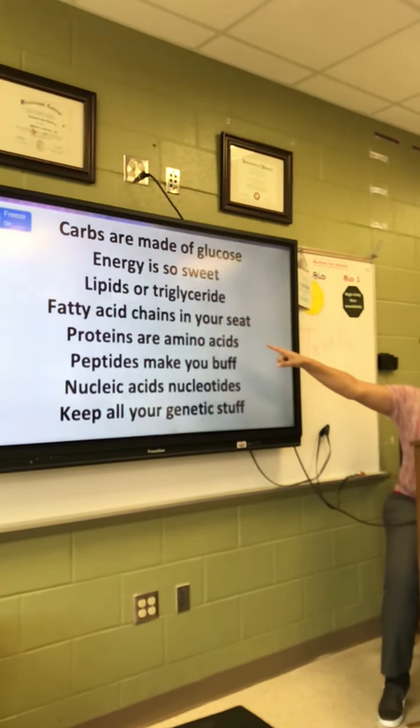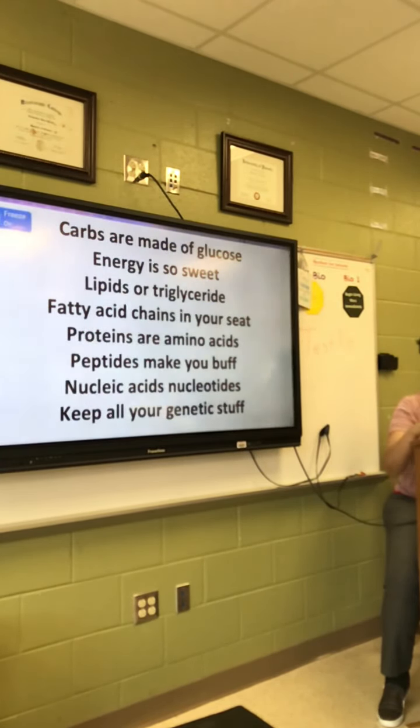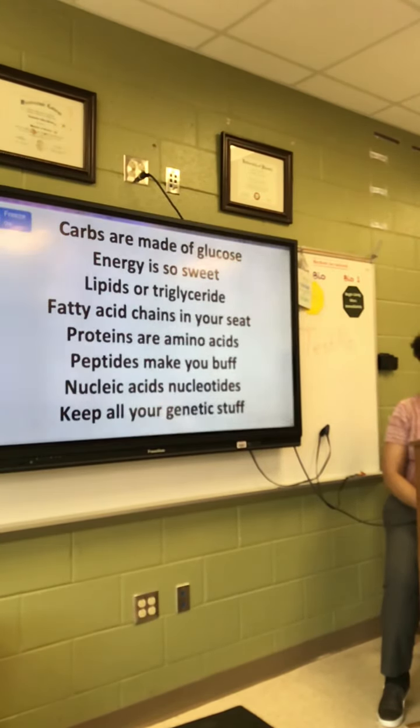The second one talks about the most common lipid. So lipids or triglyceride, fatty acid chains in your seat. All right, so say that. Lipids or triglycerides, fatty acid chains in your seat. All right, what's a part of the triglyceride? It has 3 what? Fatty acid chains.